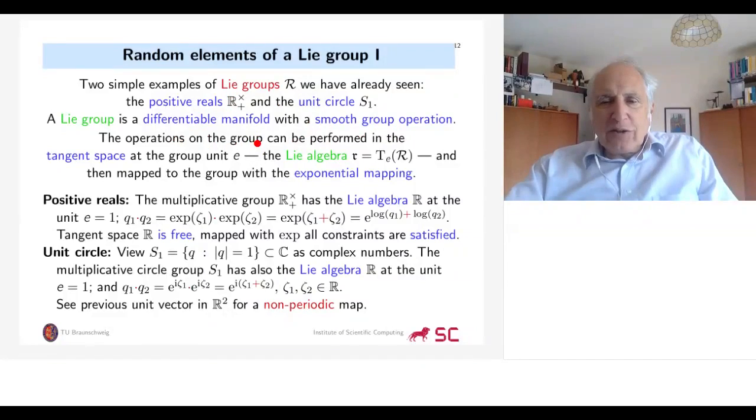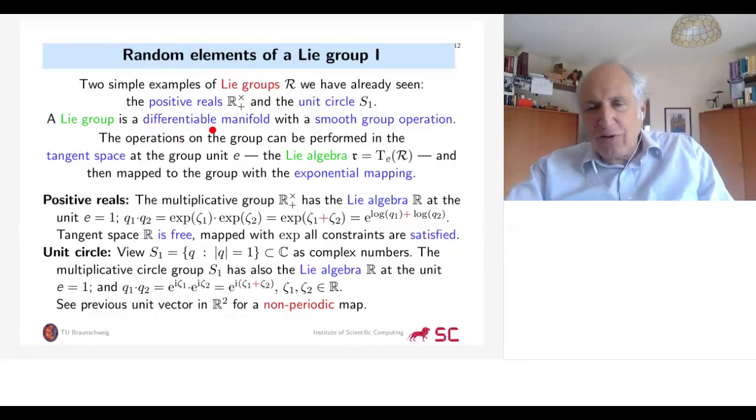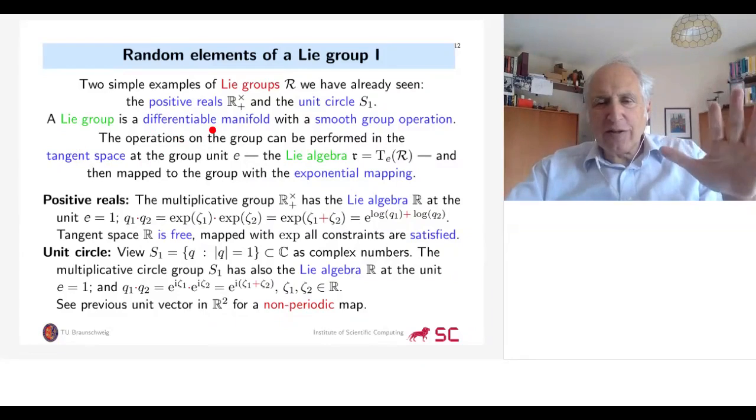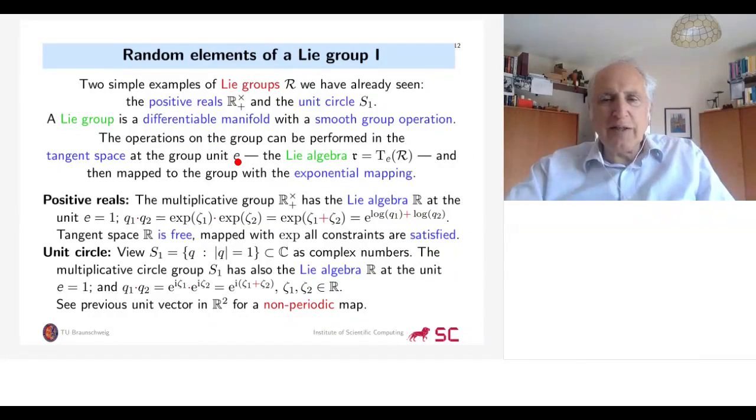And the operations on the group, it turns out, can be performed in the tangent space of the group. Because it's a differentiable manifold, it has a tangent space at every point. But because it's also a group, the tangent space at the group unit is very special. The group unit I've denoted here by E, and the tangent space at the group unit is this here. That's called the Lie algebra of this group. So it's a linear space.